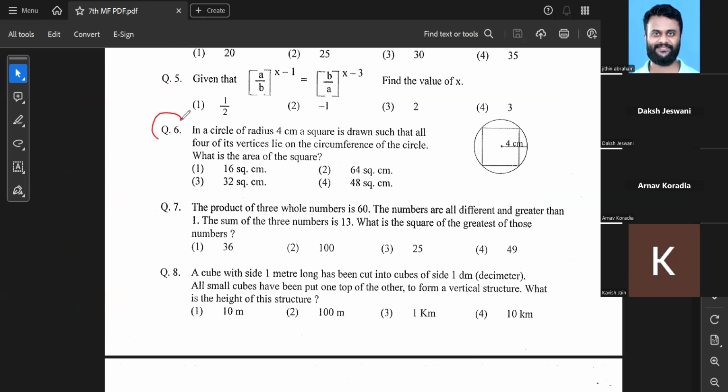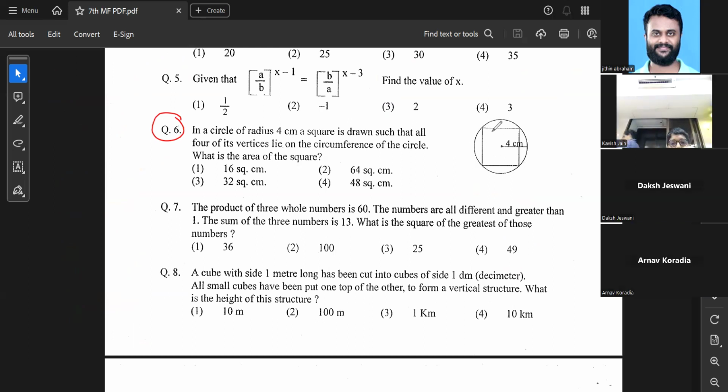Okay. Let's go for the sixth question. In a circle of radius 4 centimeter, a square is drawn such that the four vertices lie on the circumference. As you can see, the vertices lie on the circumference of the circle. What is the area of the square? This one is pretty simple. Since the radius of the circle is 4, from the center, if I'm joining this particular segment, this is also 4.